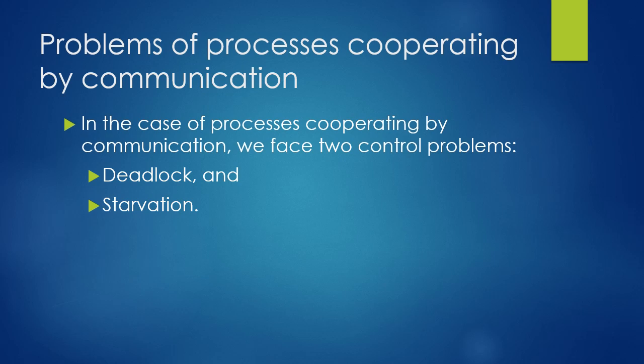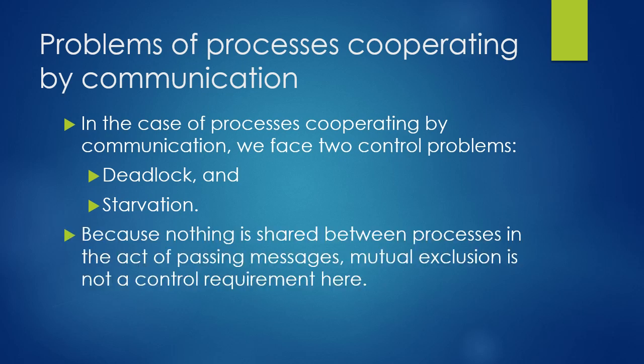Starvation. I have an example for you on the next slide. Because nothing is shared between processes in the act of passing messages, mutual exclusion is not a control requirement here. The processes do not use shared or global data. They make a message and pass that message to the other process.